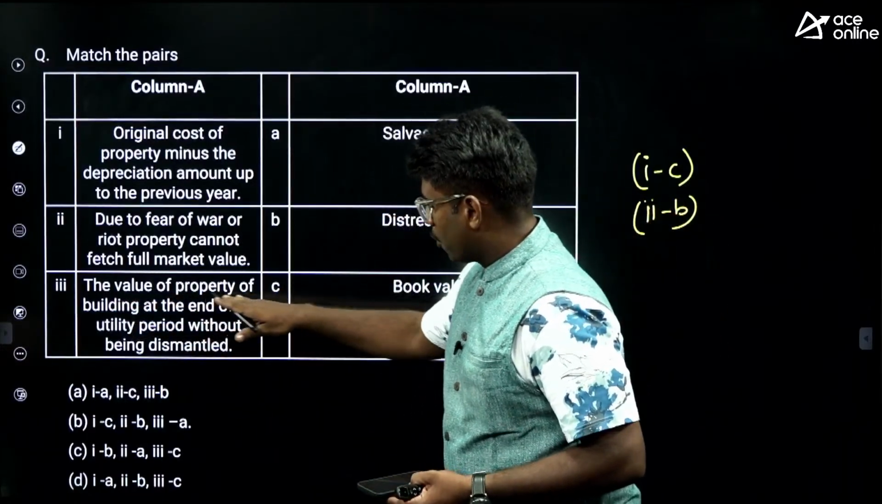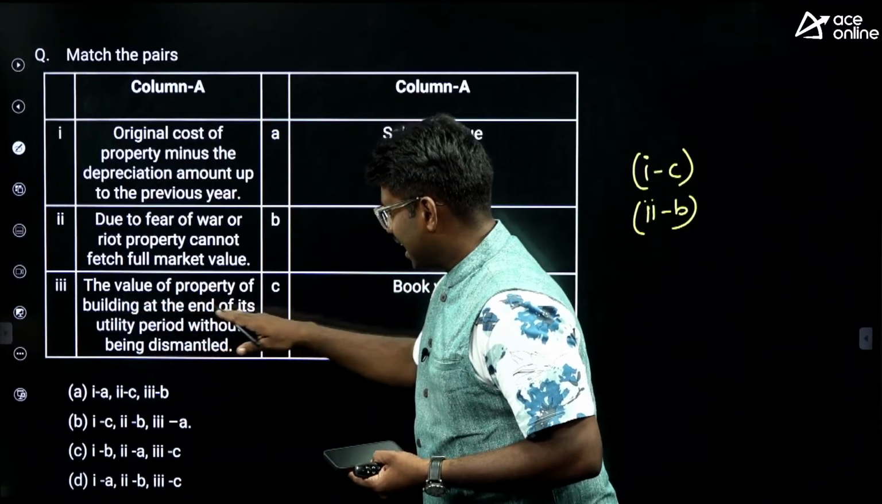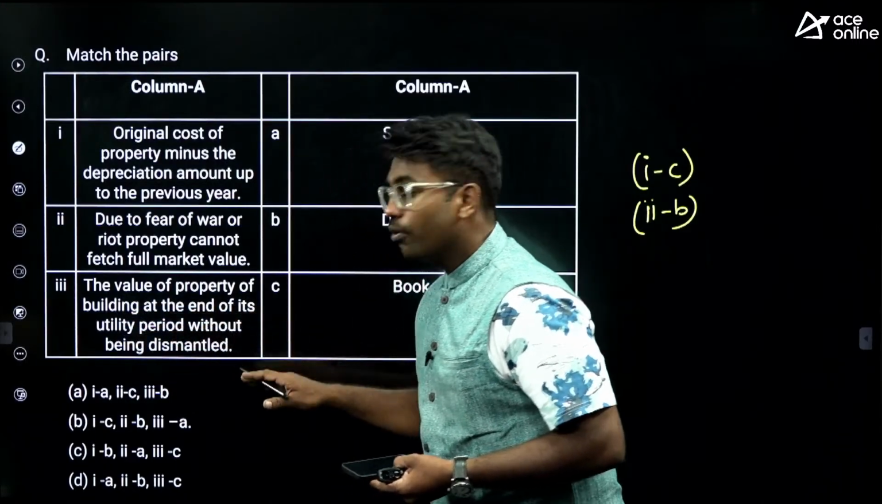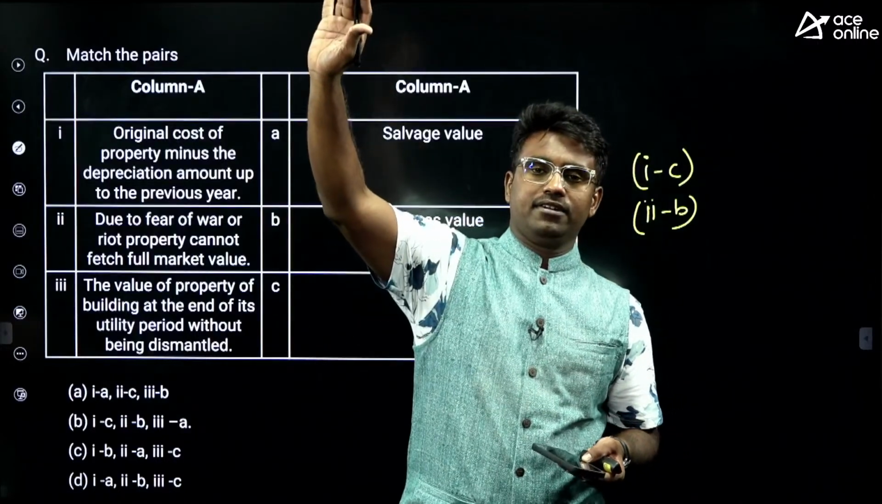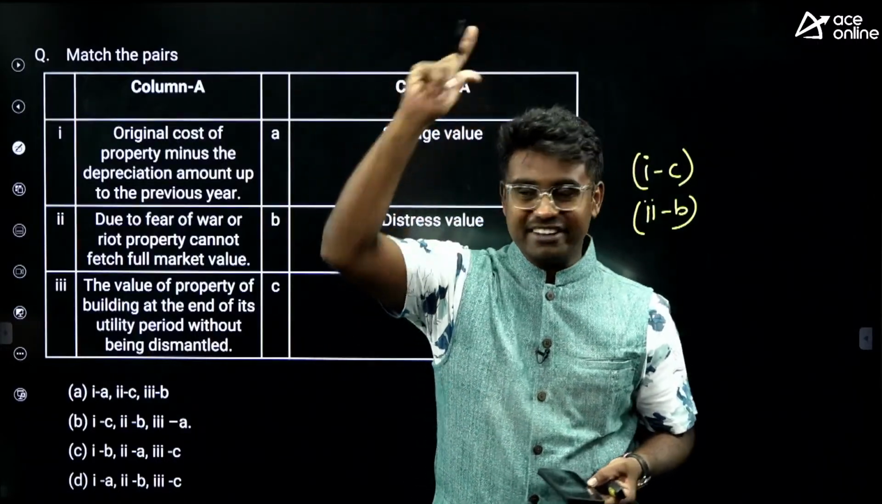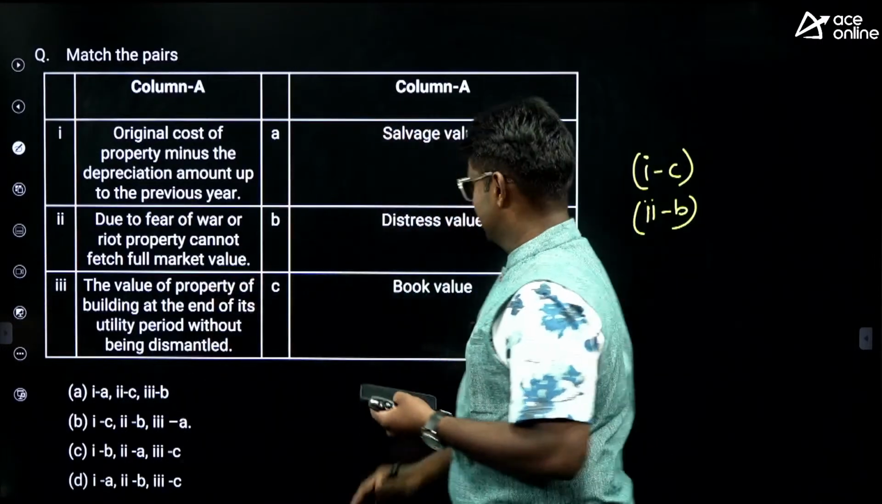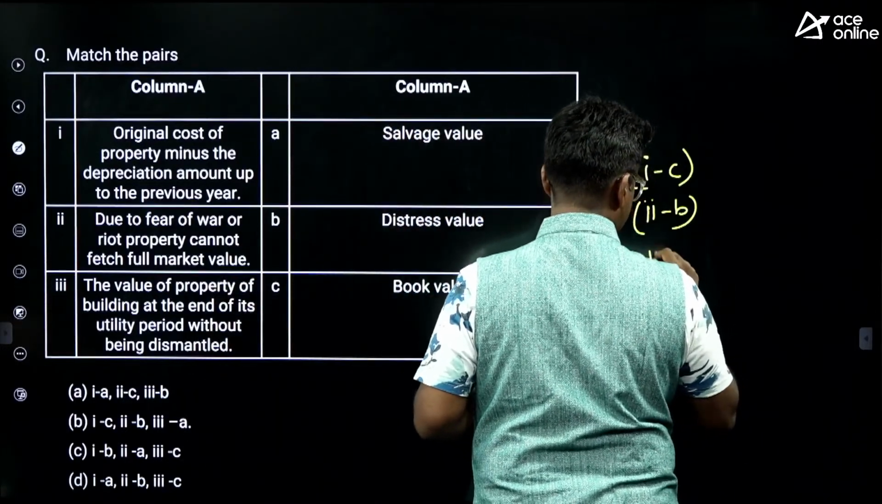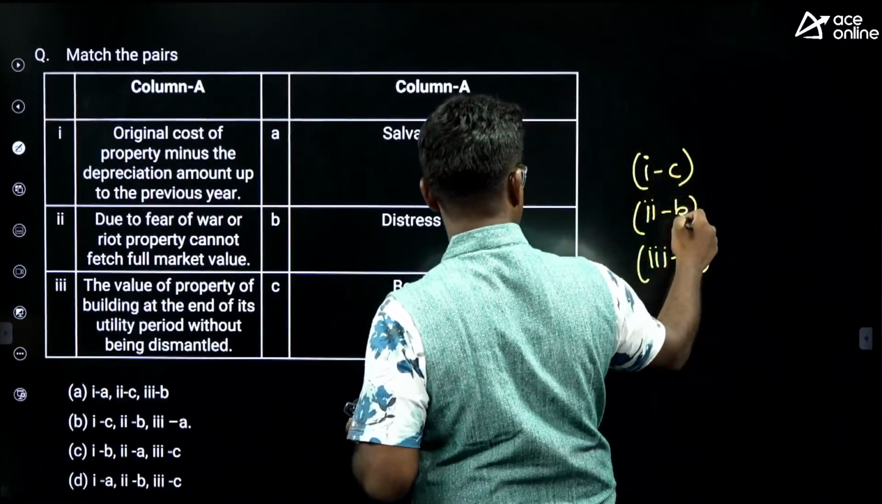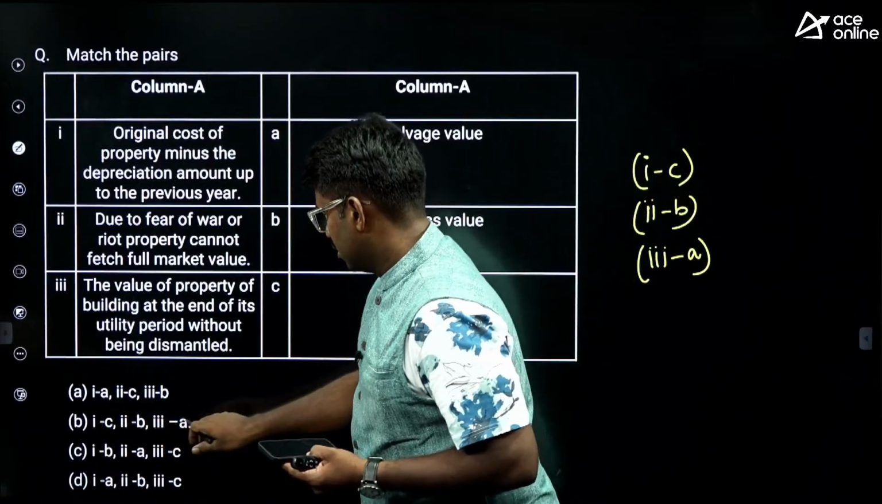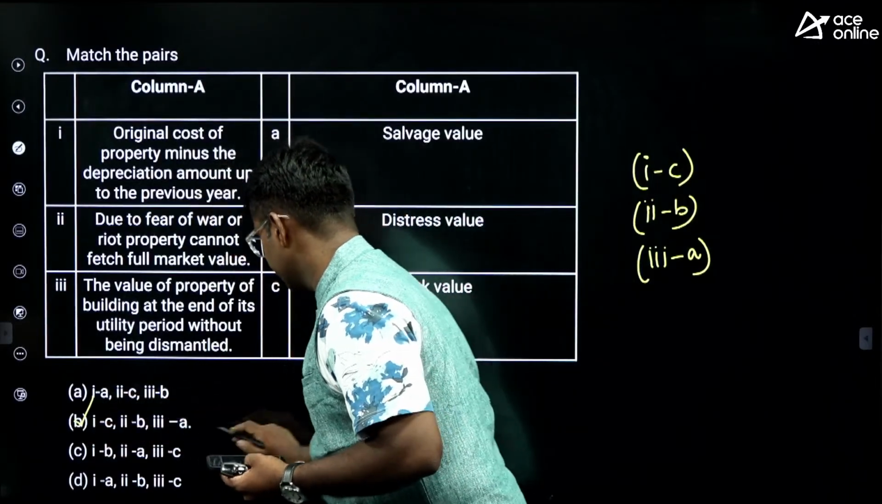Next one. The value of the property or building at the end of its utility period without dismantling. You are not dismantling, you are selling it like that. What? Salvage value. Yes. 3 is A. Now 1C, B, A. Yes, B is the answer.